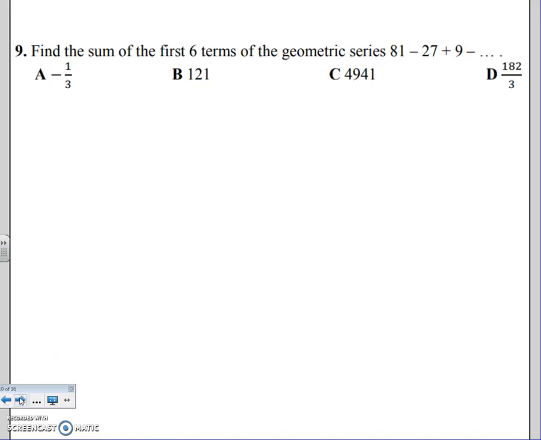All right, number 9. Find the sum of the first 6 terms of the geometric series. For this problem, we have to find the sum of the first 6 terms. We could find all 6 of them and add together, but that takes too long, so let's use a formula.